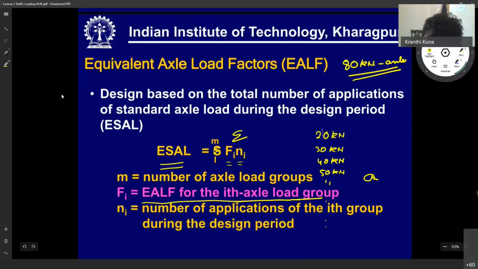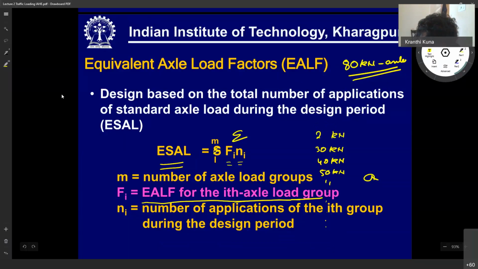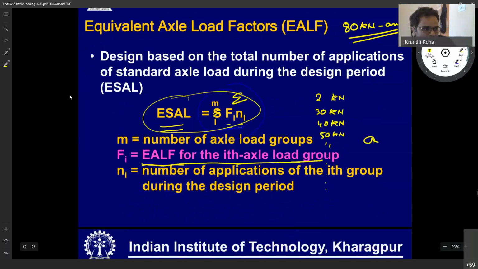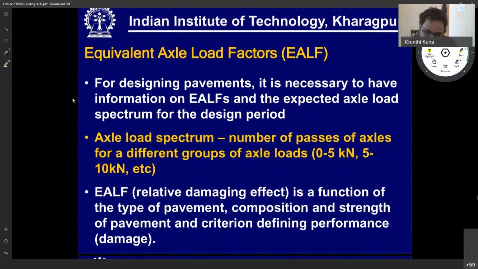So this is the damage factor. The sum of all those damage factors together is what we call equivalent standard axle loads. So Fi is the equivalent axle load factor, or damage factor as we call it. Then the question is how we got this damage factor. For designing a pavement, it is necessary to have information on equivalent axle load factors and the expected axle load spectrum.